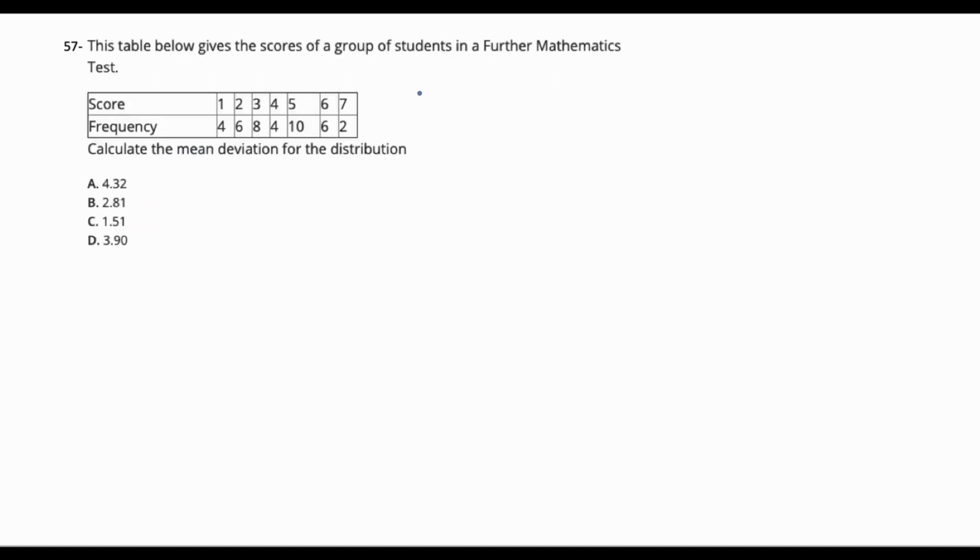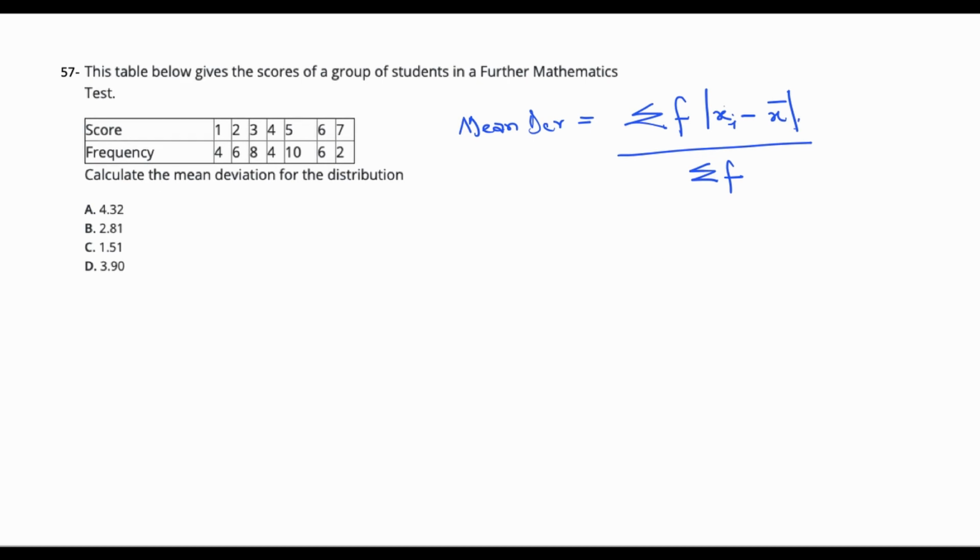Question 57 says, this table below gives the scores of a group of students in a further mathematics test. Calculate the mean deviation for the distribution. So the formula for the mean deviation is equal to the summation of the frequency multiplied by the modulus of xi minus x bar, divided by the summation of the frequency. So the first thing we need to do is to calculate our mean, which is our x bar.